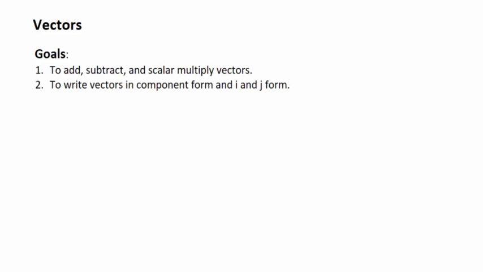Okay, you guys, in this section we're talking about vectors. The goals: number one, we want to add, subtract, and what we call scalar multiply vectors. Number two, we want to write vectors in component form and ij form. Usually I use a little arrow notation over the ij. And goal number three is to solve applications.